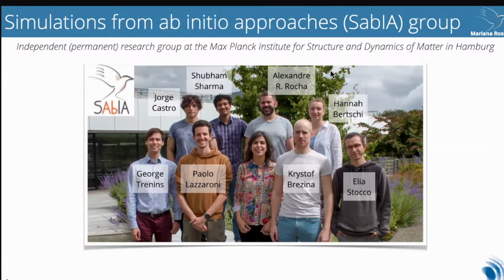We're an independent research group hosted at the Max Planck Institute for the Structure and Dynamics of Matter, as I mentioned, in Hamburg. The group is called Simulations from Ab Initio Approaches, but it has this nice acronym that Konstantin mentioned, which is SABIA, which is a bird from the country I am from, where I grew up and where I studied most of my life until I moved to do my PhD abroad.